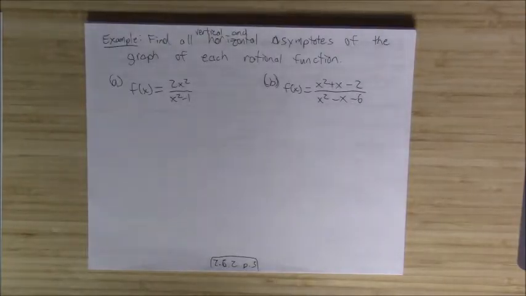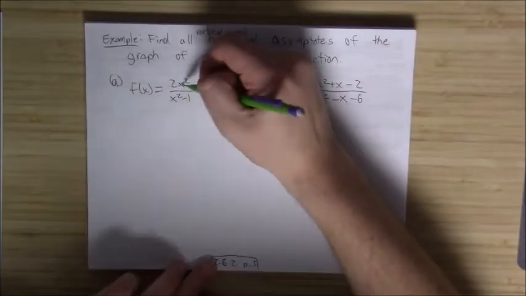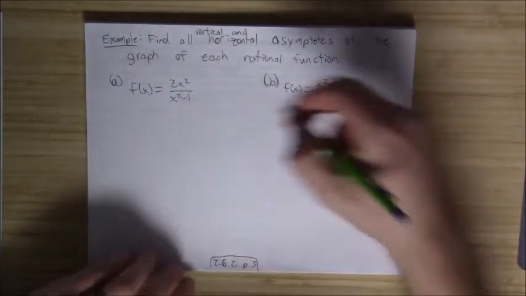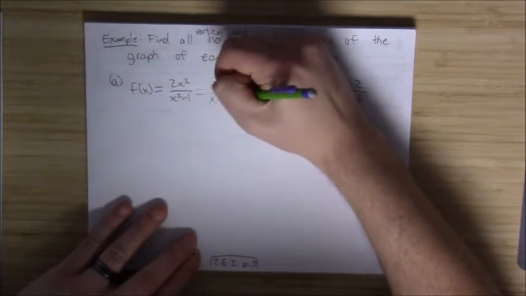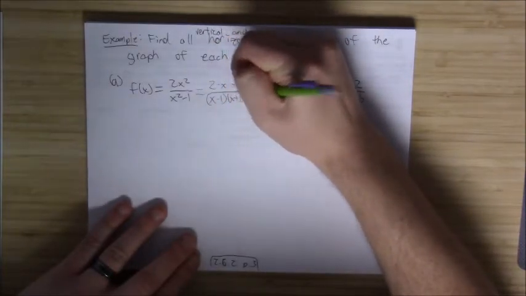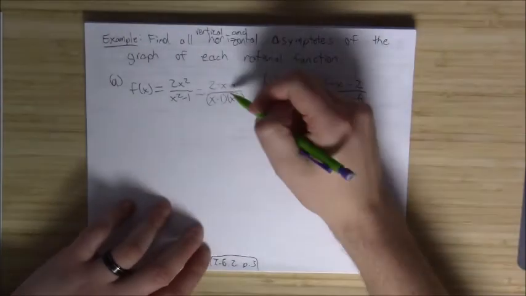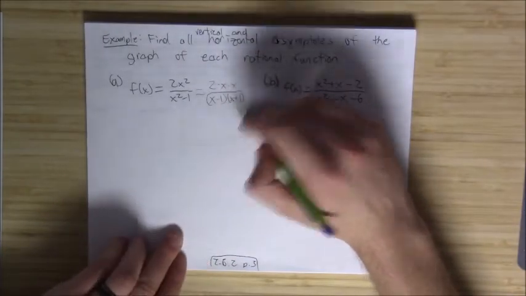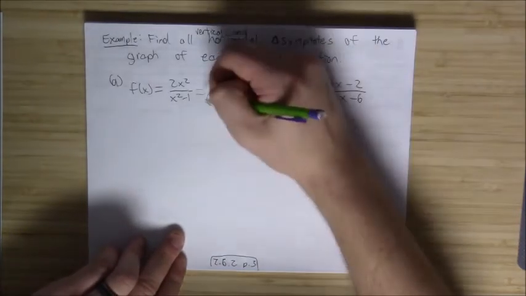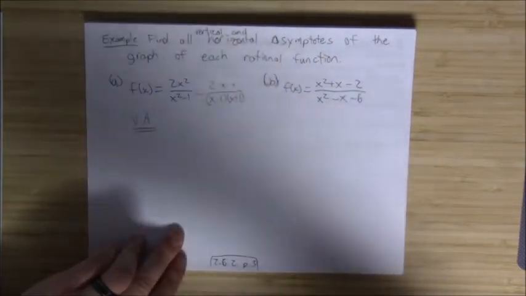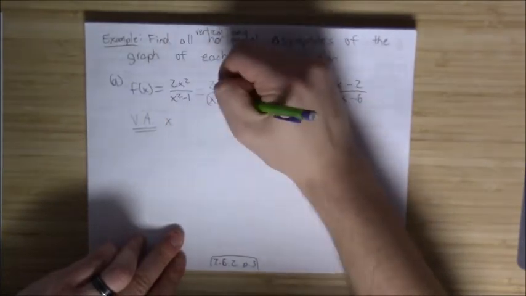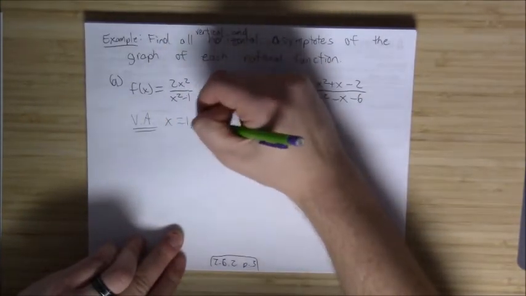So, for example, let's find all the vertical and horizontal asymptotes of the graph of each of the following rational functions. For the first one, the best thing to do is factor the top and the bottom to see if anything cancels. Here we have 2 times x times x on top. On the bottom we have x minus 1 times x plus 1, because a difference of squares factors into conjugates. Here we see no common factors, which means the zeros of the denominator must be our vertical asymptotes. Namely, the vertical asymptotes, which I write as VA, are x equals 1 or negative 1.